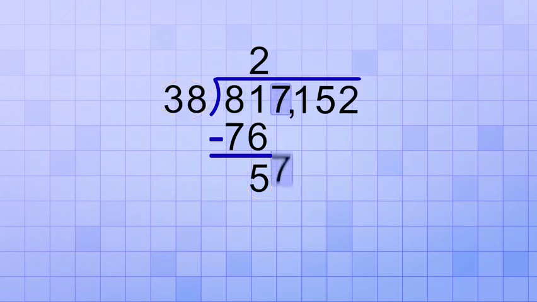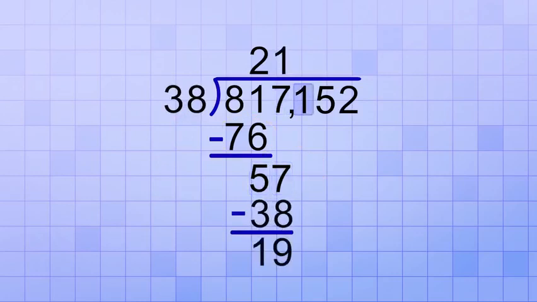Now we move on to the next digit. We bring a copy of it down and combine it with our 5 and ask, how many 38s will it take to make 57? That one's easier to estimate, just 1, because it's easy to see that 2 38s would be too big. 1 times 38 equals 38, and 57 minus 38 leaves a remainder of 19. On to the next digit.